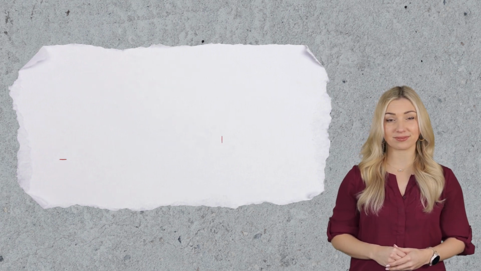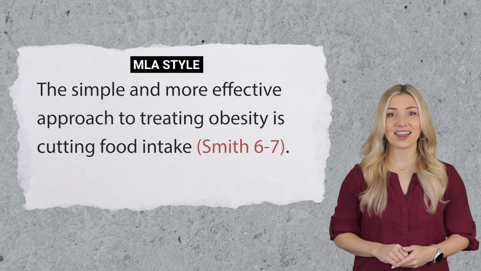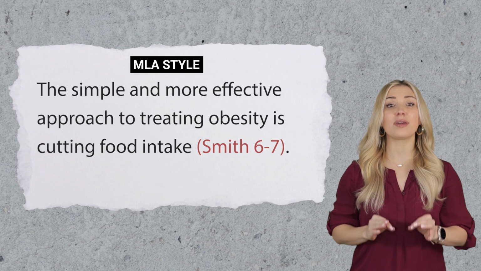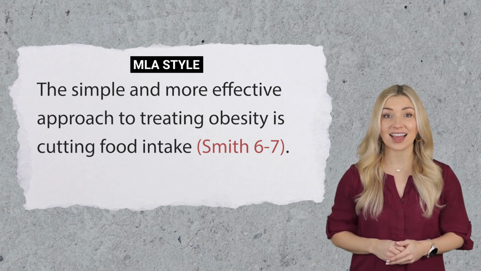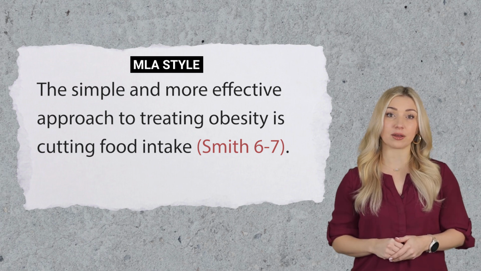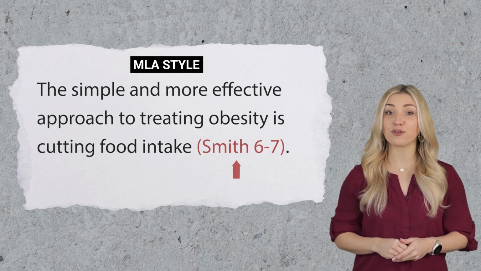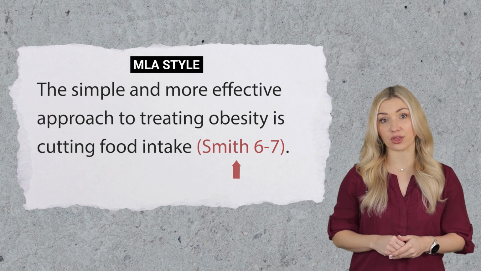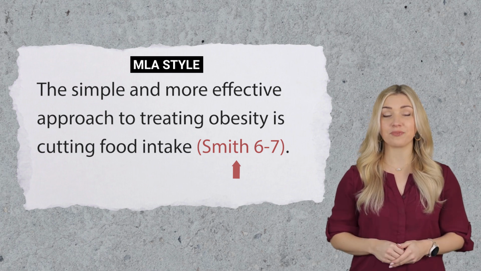Next up is the MLA referencing style. The MLA style is predominantly used in the field of humanities. The MLA referencing style uses an author page number system. The sources are cited by providing the surname of the author and the page number in brackets.